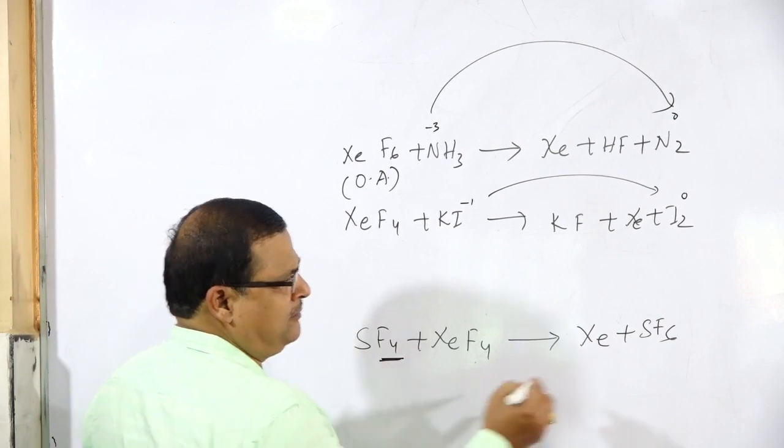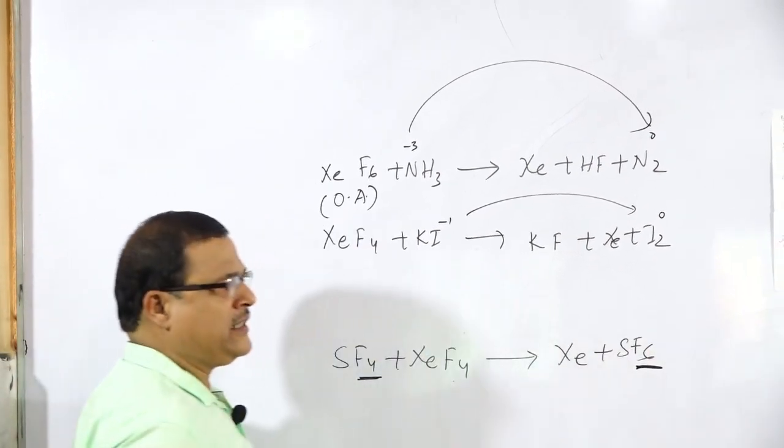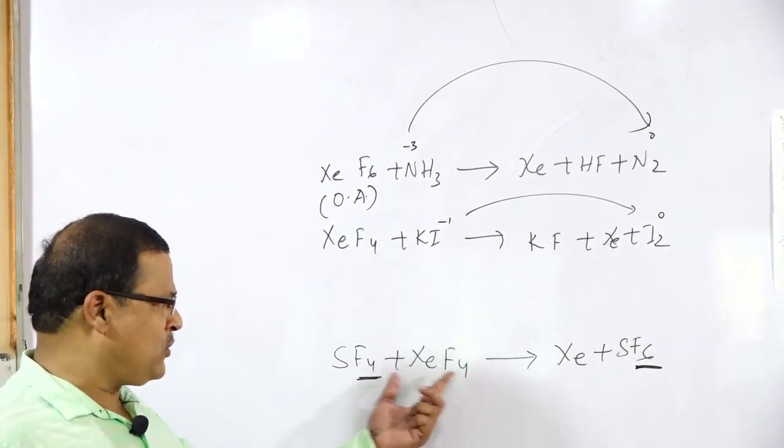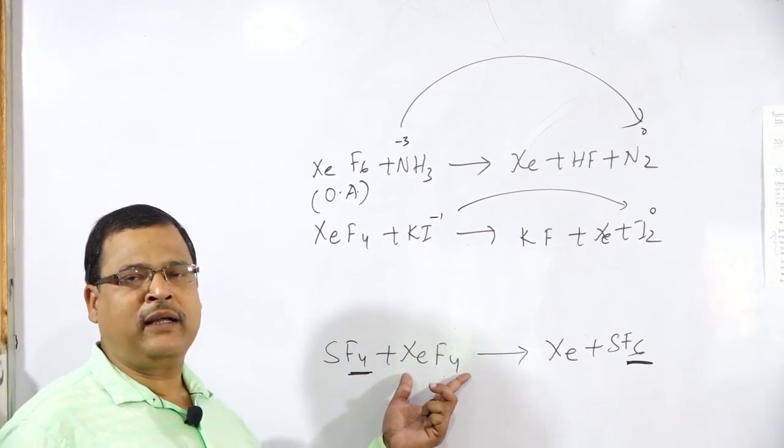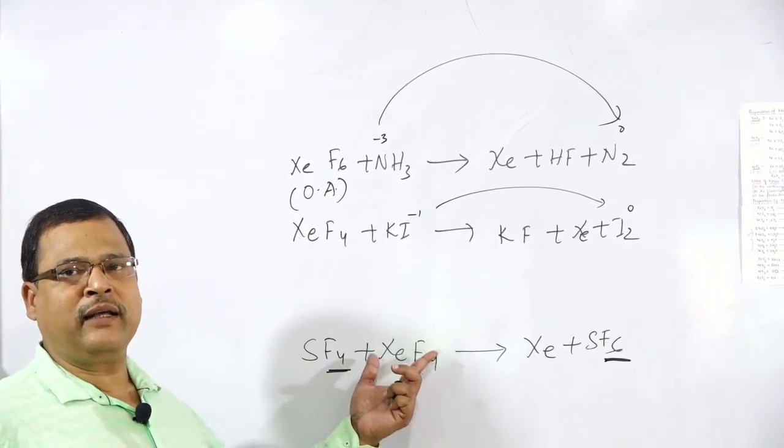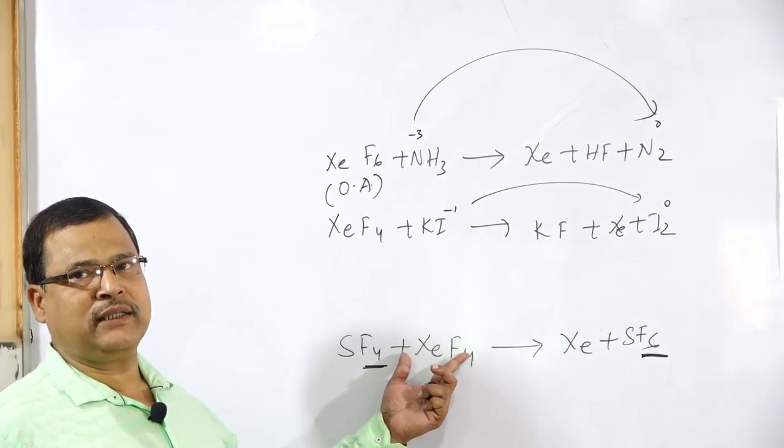SF4 is converted to SF6, that is, these 2 fluorine atoms that have been provided by xenon tetrafluoride, therefore that will act as a fluorinating agent.